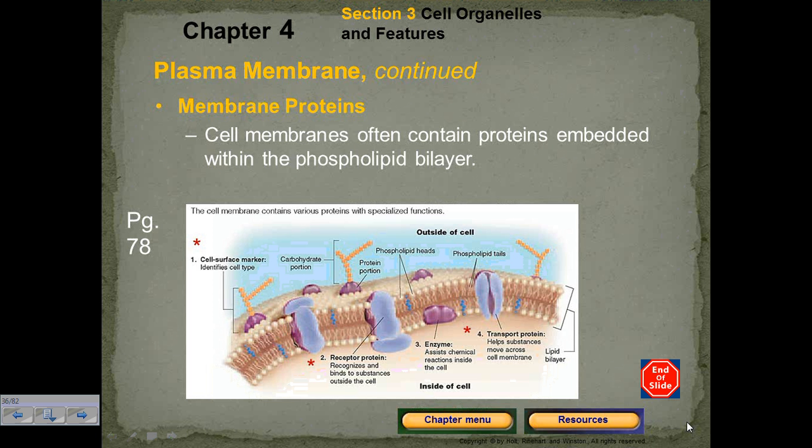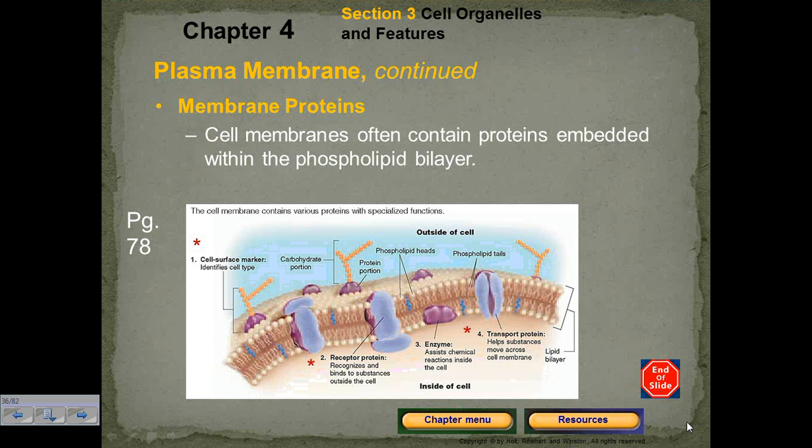Then, in your plasma membrane, you have a bunch of little proteins that are also scattered throughout. And I put this little note over here, page 78 in your book, the blue book, that you might want to write in there somewhere. When you're studying, you might want to look at this picture again. And I put my little red stars. Gold, they're red. But anyway, these are things we're going to need to know.